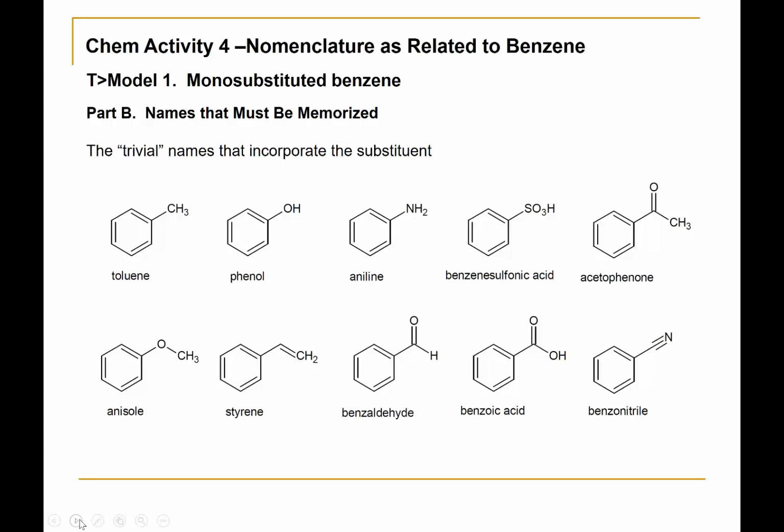There are other monosubstituted benzene compounds who have names that are considered, in a sense, trivial. However, they are accepted by IUPAC, and you need to know them. So these names must be memorized. Some common examples are toluene, phenol, aniline, anisole, benzaldehyde, benzoic acid. Make sure you know the names of all of these compounds.